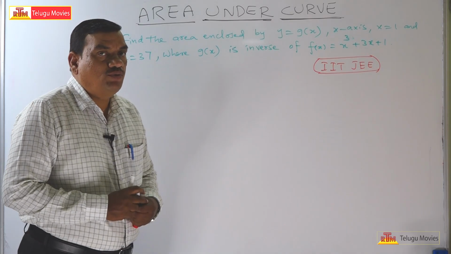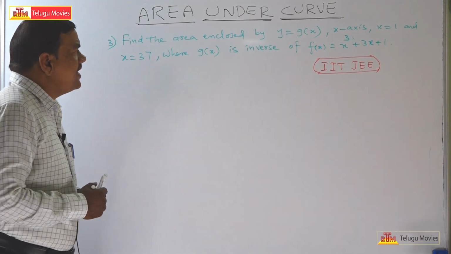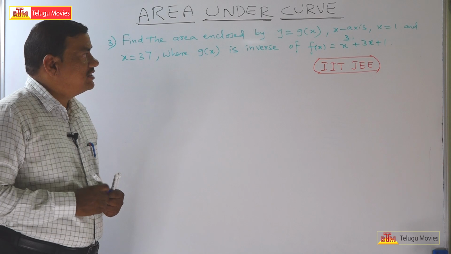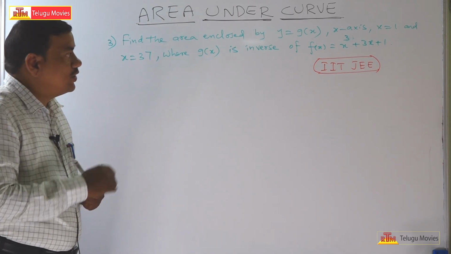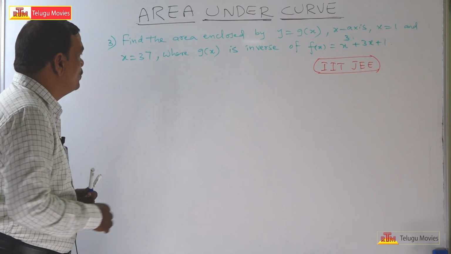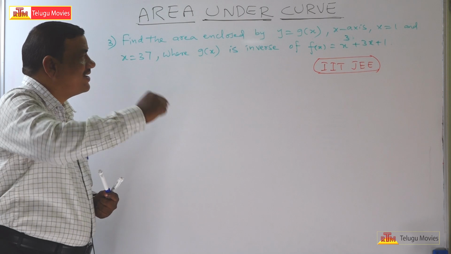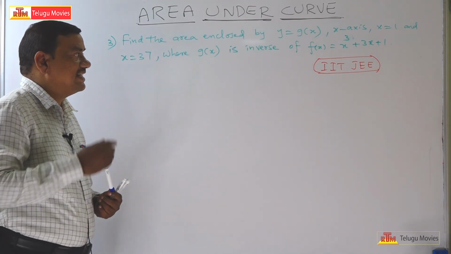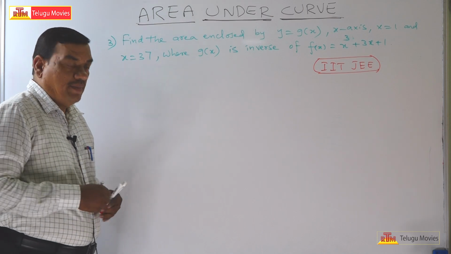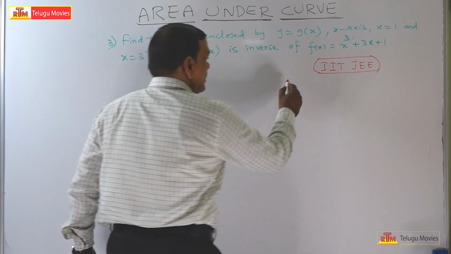Dear students, welcome to this problem. Find the area enclosed by y is equal to g of x, the x axis, x is equal to 1 and x is equal to 37, where g of x is the inverse of f of x is equal to x cube plus 3x plus 1. Now, let me draw a small diagram to make you understand clearly.